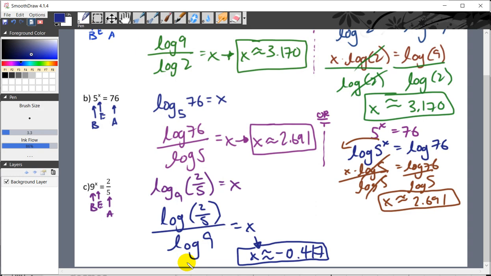Okay, so the other way that you can do this, so let's see. I'm just running out of room. I'm just gonna erase this here. Okay, so I don't need this anymore.